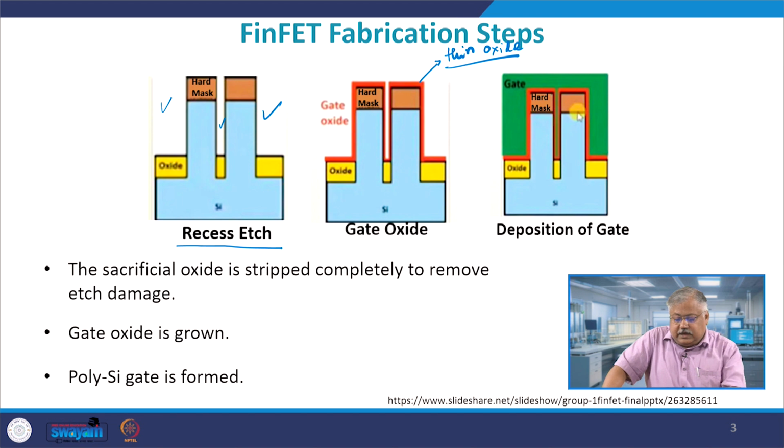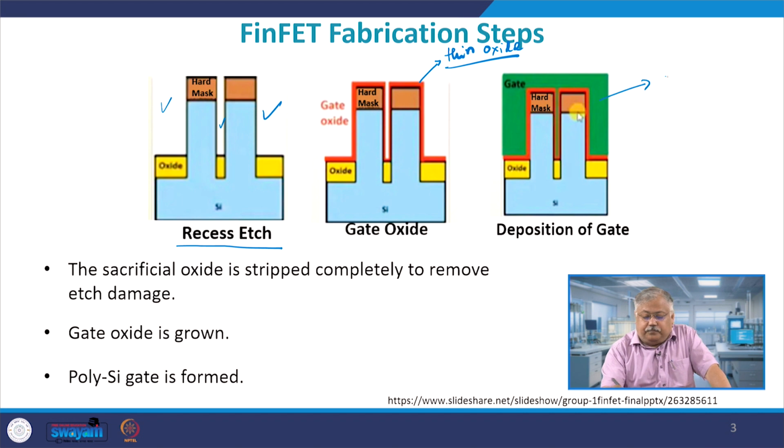And this gate oxide is the red colored one which you grow, and this goes over the hard mask over the silicon dioxide and so on and so forth. And then finally you do a metallization layer, where the green colored is basically the metal layer which you deposit. This is the metal layer.